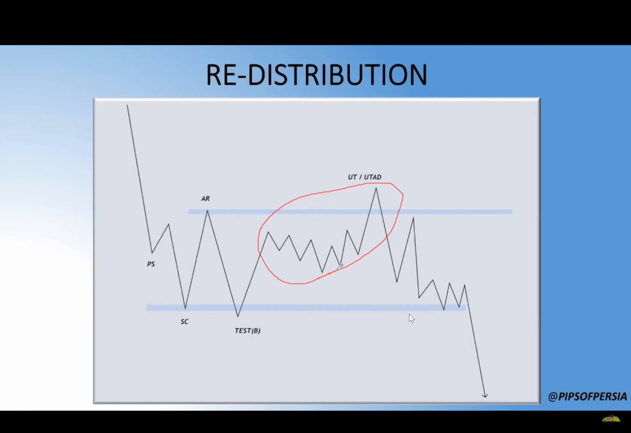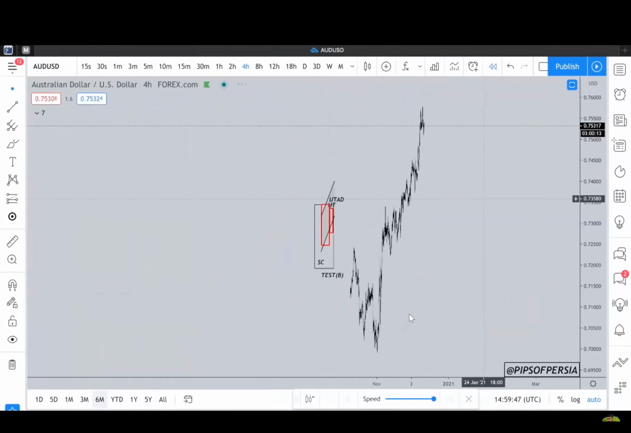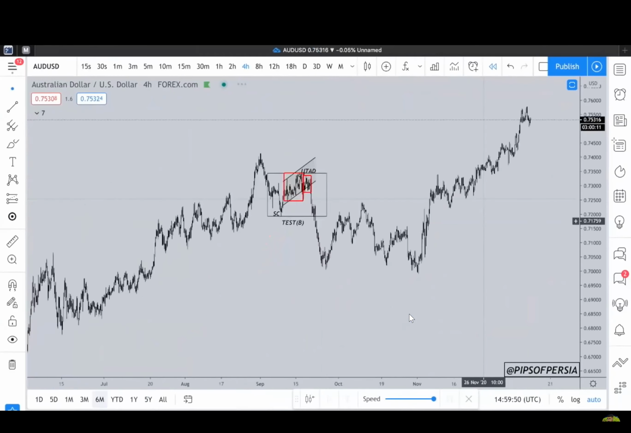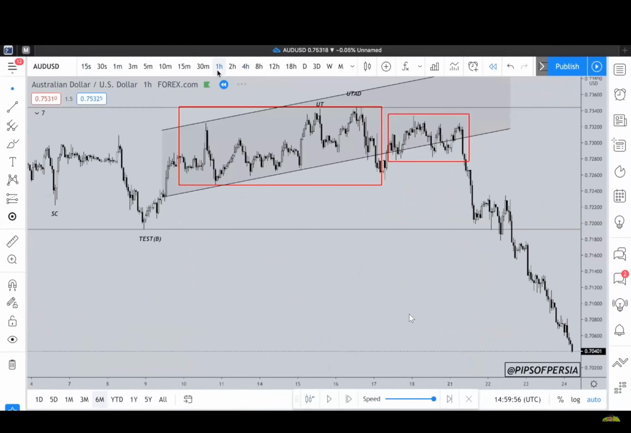So more than speaking about redistribution in this picture, I actually want to have a look at it on the actual charts. We're going to have a look at the AUD/USD redistribution example. I'm going to put this in replay mode again, just to make it a little bit easier for us to be able to look at it and identify it.